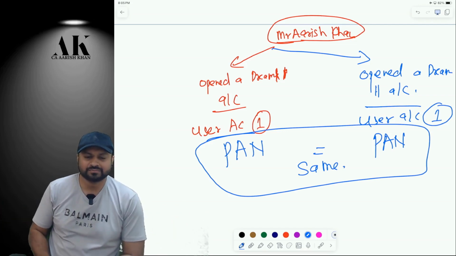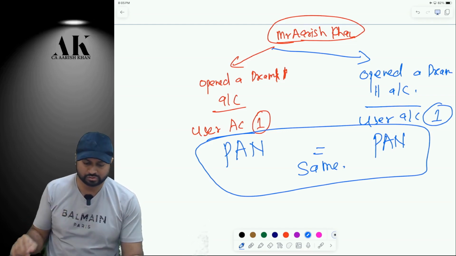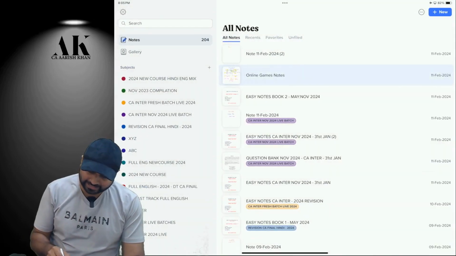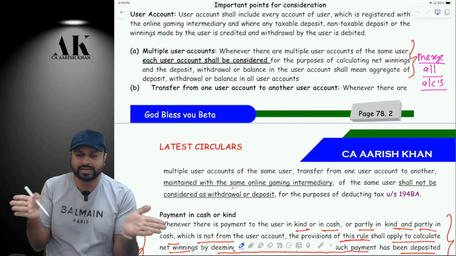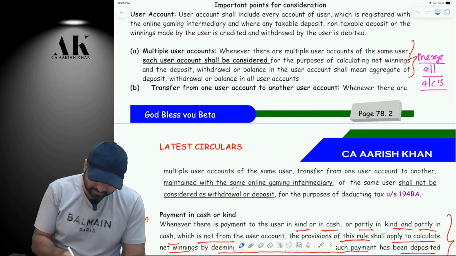Please tell me. So if there are multiple user accounts of the same person, then what am I supposed to do? Then the government has said over here that you have to aggregate everything. Aggregate all the deposits, all the withdrawals, all the closing balance, opening balance, everything. Check it please.